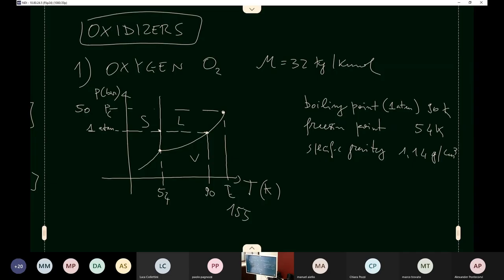We should subcool the liquid. That means, for instance, if you are here, our vapor pressure is lower because it's this one. And so if we are storing this in one atmosphere, we have a significantly lower vapor pressure compared to the storage pressure. And finally, the other property that I would like to list here is the specific heat.